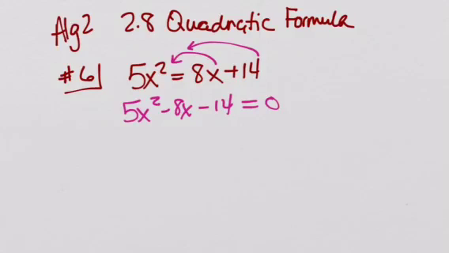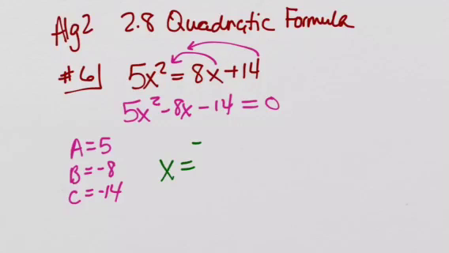You can move the 5x squared over and have a negative value for the a. You should get the exact same answer. But that's the way I'm going to do it here. So my a value is going to be 5, my b value is going to be negative 8, and my c value is going to be negative 14. So I'm going to go ahead and write down my skeleton form of my quadratic formula here.